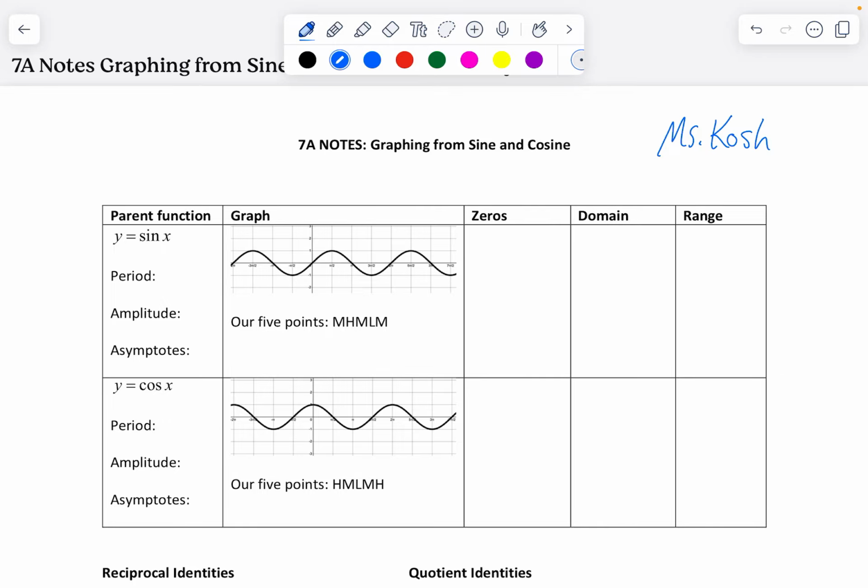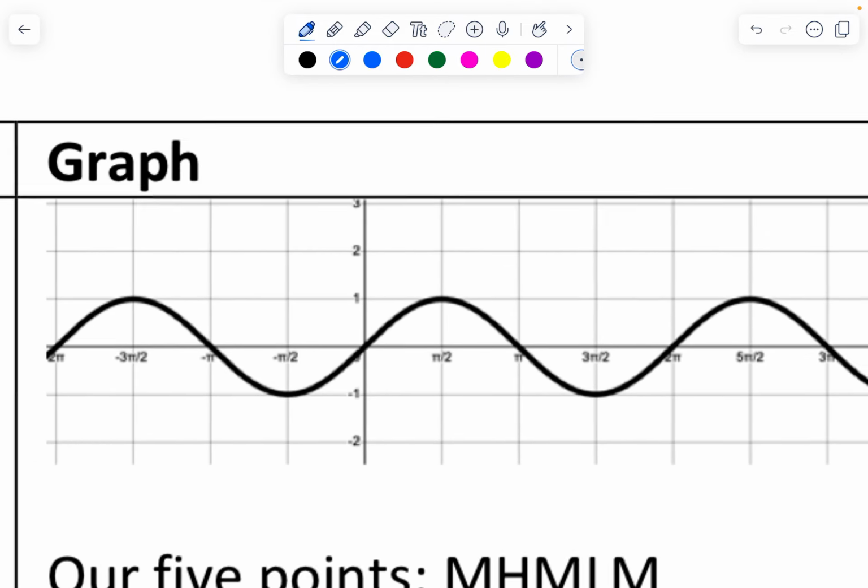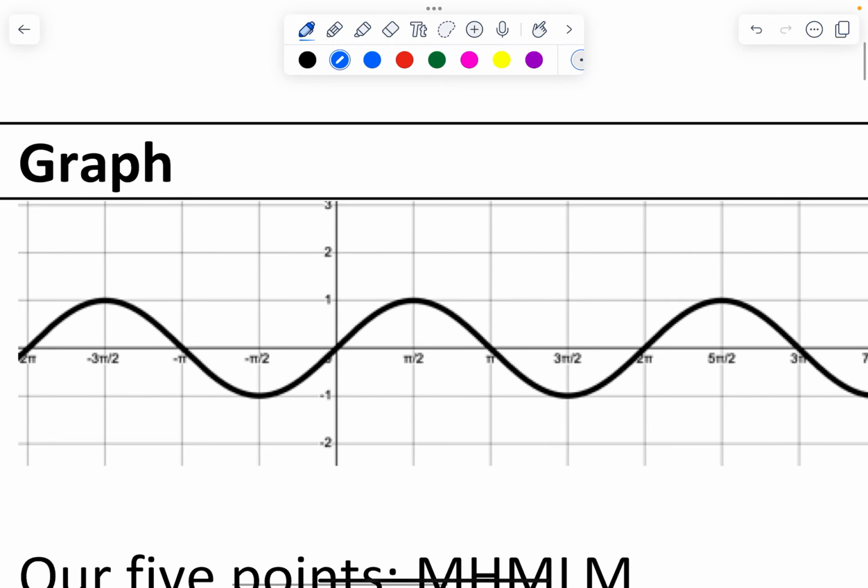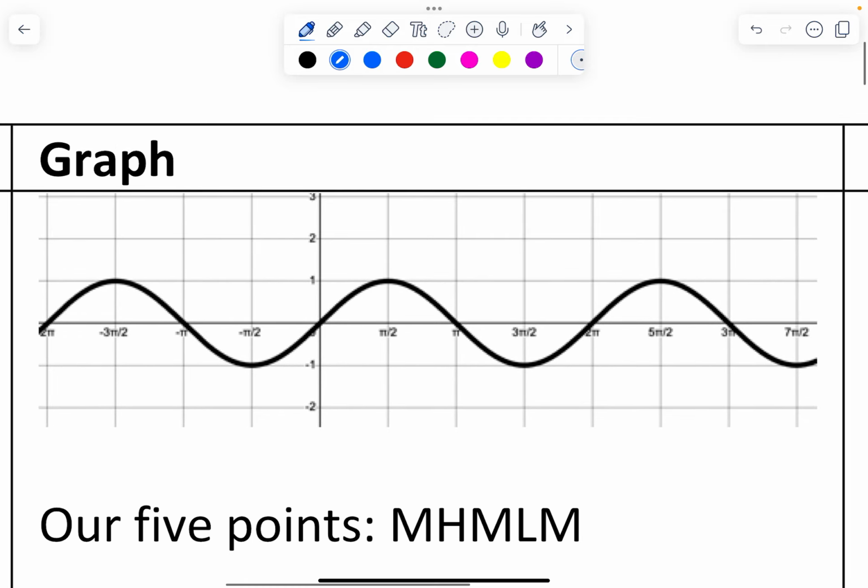Okay, so what we discovered with spaghetti was that the sine curve starts to make this sort of shape. And I want you to focus on 5 points, and we have this little abbreviation: the mid, the high, the mid, the low, the mid. The 5 points I want you to consider are the one here at 0. This is 0, 0. I want the one here at pi over 2, 1.